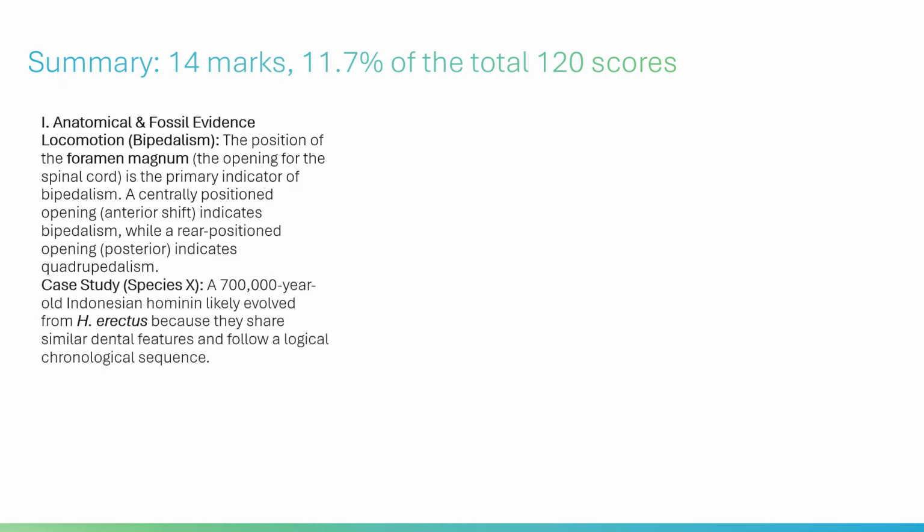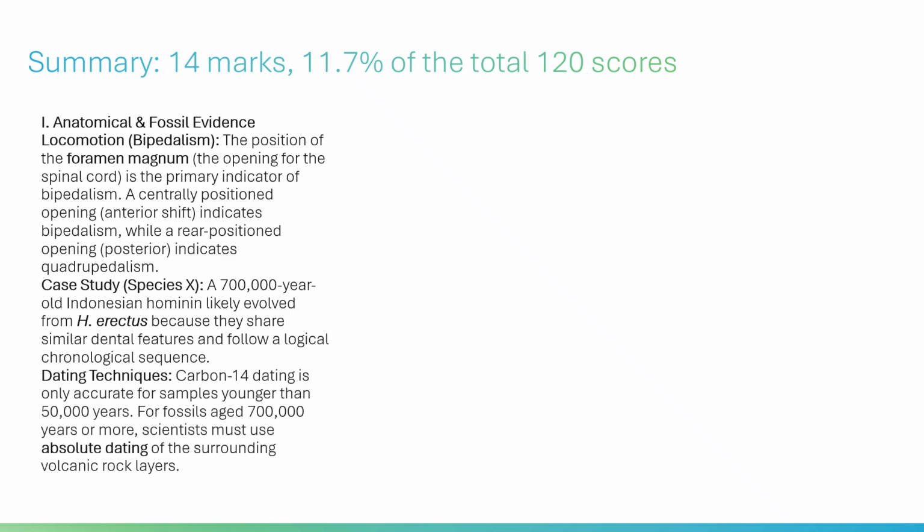Case study: species X, a 700,000-year-old Indonesian hominin likely evolved from H. erectus because they share similar dental features and follow a logical chronological sequence. Dating techniques: carbon-14 dating is only accurate for samples younger than 50,000 years. For fossils aged 700,000 years or more, scientists must use absolute dating of the surrounding volcanic rock layers.